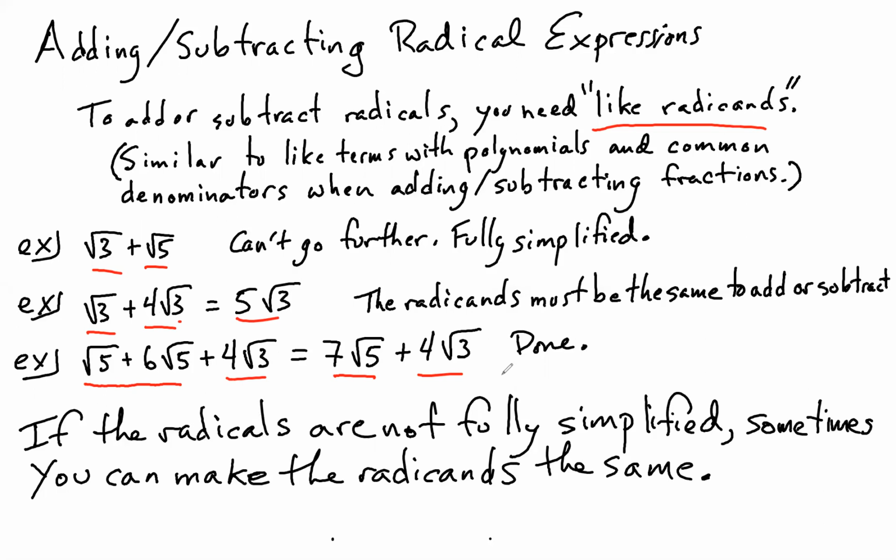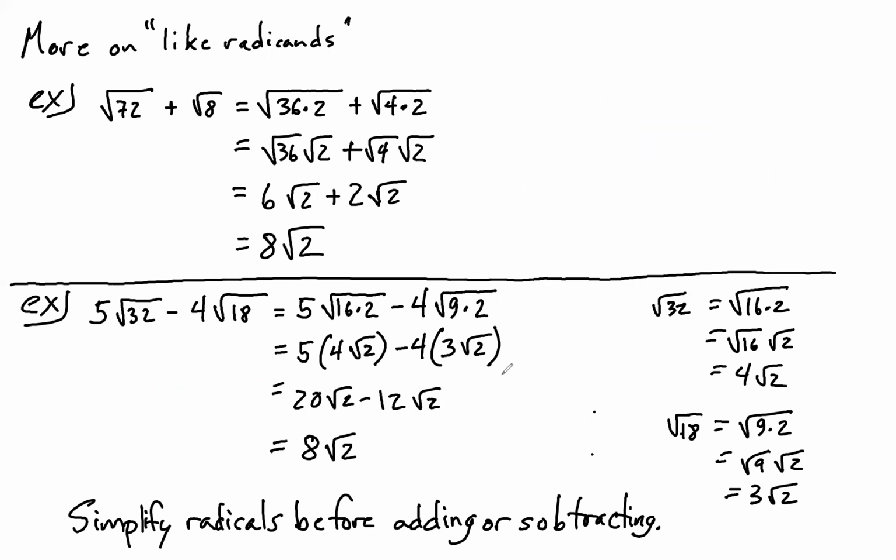Sometimes, though, if the radicands aren't the same, you can make them the same if the radical isn't fully simplified. Here's an example of this. I have the square root of 72 plus the square root of 8. Well, 72 is 36 times 2, so I can pull out a perfect square factor, which I do right here. Over here, 8 also has a perfect square factor, so 8 simplifies to 2 radical 2. The square root of 72 simplifies to 6 radical 2. And now, all of a sudden, I have the same radicand. My radicals are alike. So 6 of them plus 2 more radical 2s gives me 8 radical 2s.